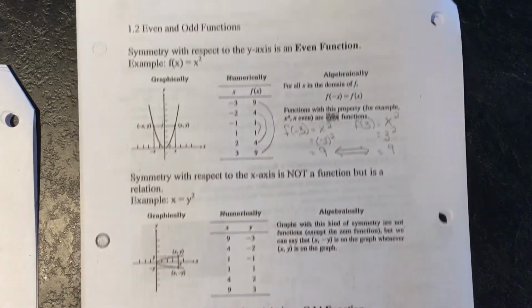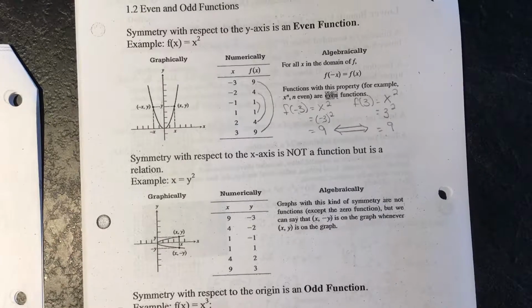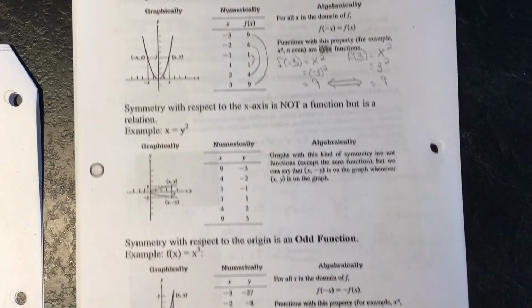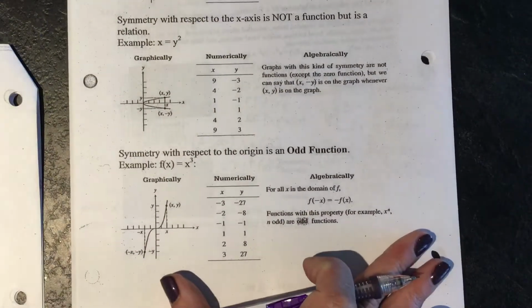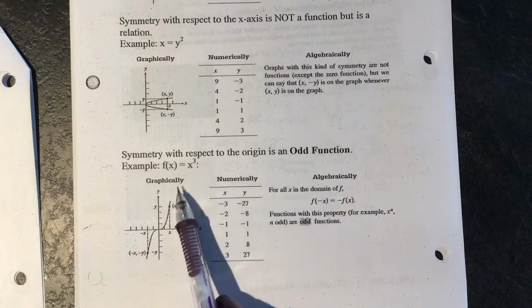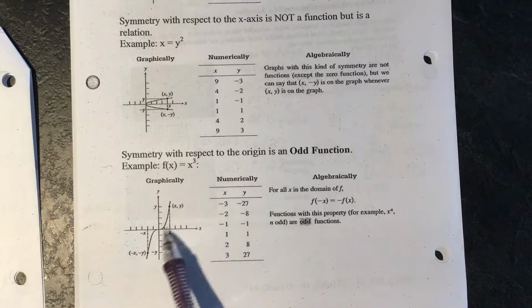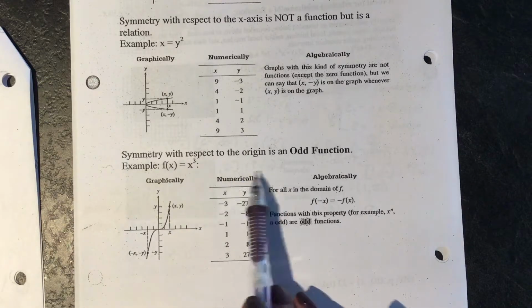An odd function, on the other hand, is not symmetric to the y-axis. It is symmetric with the origin. It has symmetry with respect to the origin. That is an odd function.